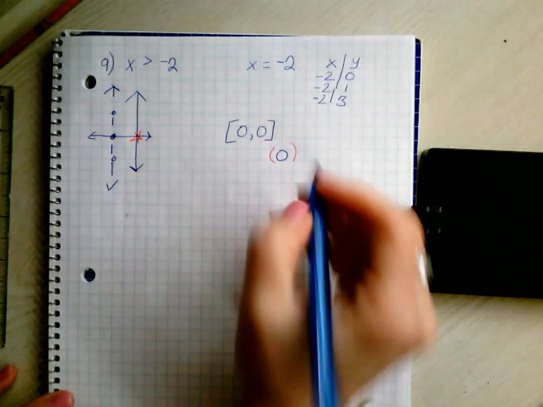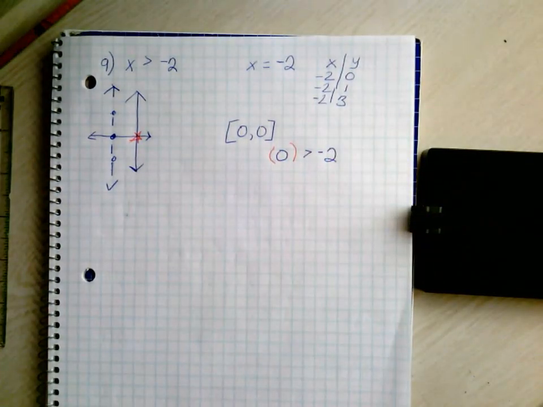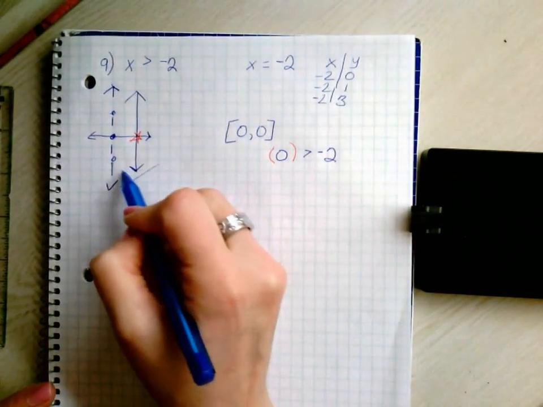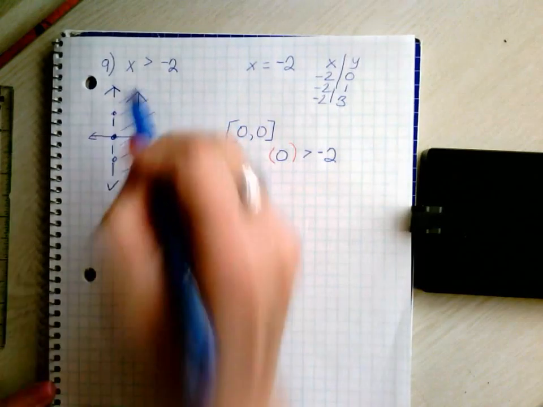Is 0 greater than negative 2? Yes. Bravo. That means the side that includes the point that I tested is true.